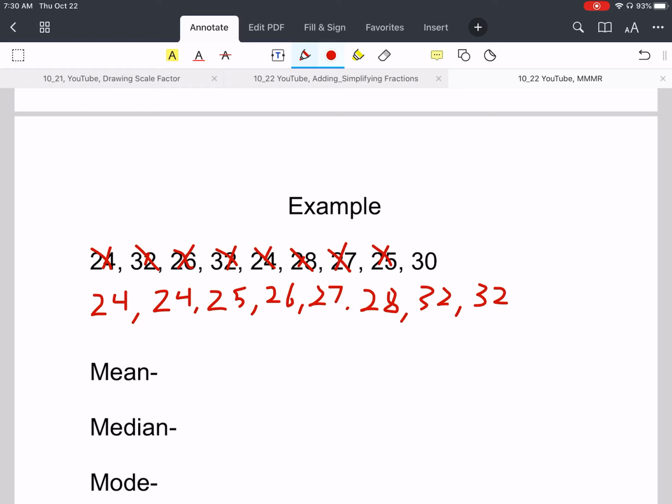So again, I'm going off screen to use a calculator to do 24 plus 24 plus 25 plus 26 plus 27 plus 28 plus 32 plus 32. That gives me 218, and I'm going to be dividing that by 8 because there are 8 numbers. That will give me 27.25.